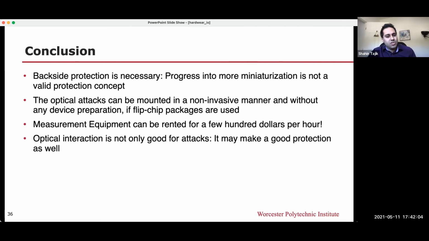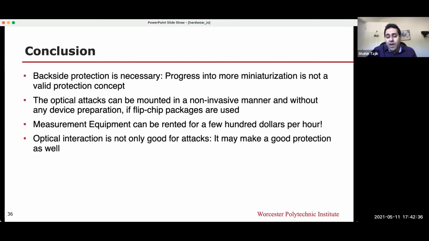So just by thinking that we are going to smaller technologies, it's not the right approach to think that your design becomes secure. I showed you that specific packages, especially flip chip packages, the attack is mounted in a non-invasive manner, similar to EM attacks or power attacks. So in some cases your attack effort is very, very low because you don't really need to prepare anything. Again, measurement equipment can be rented.